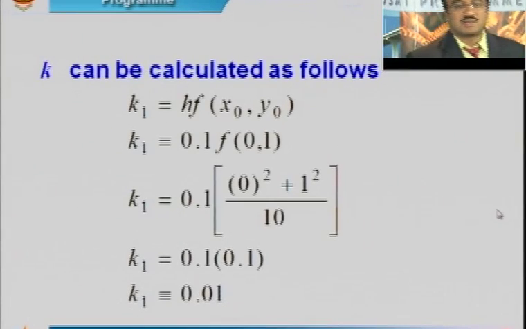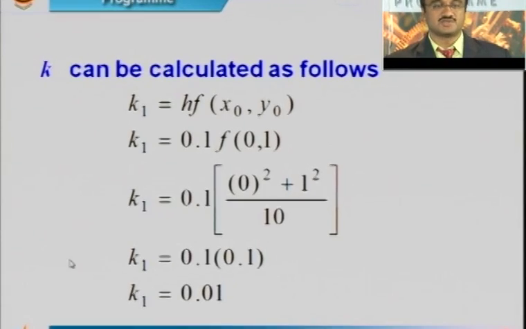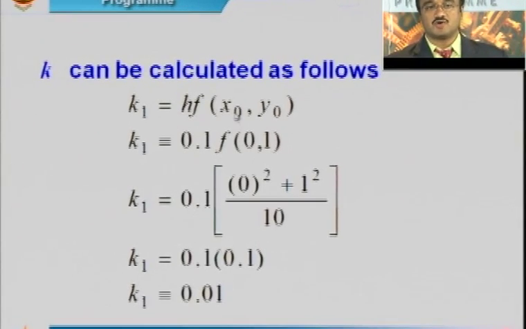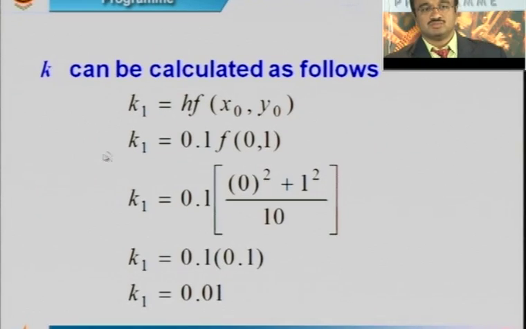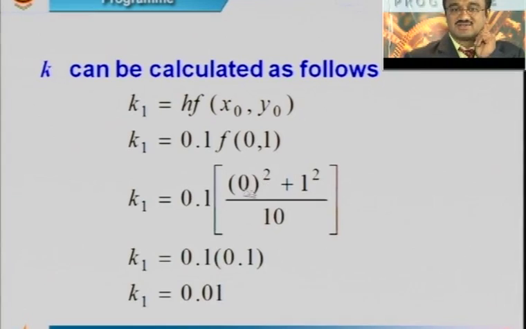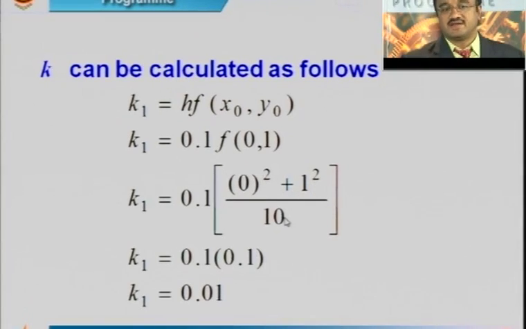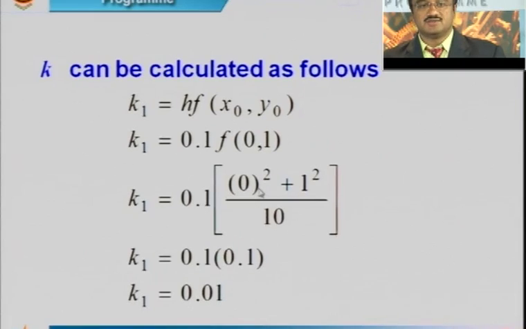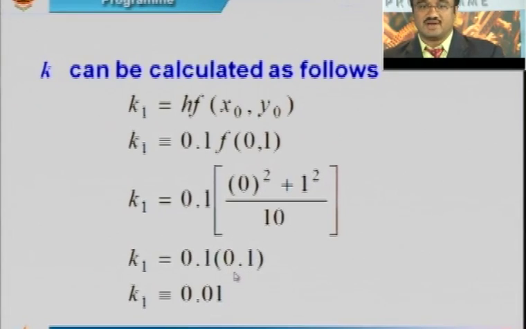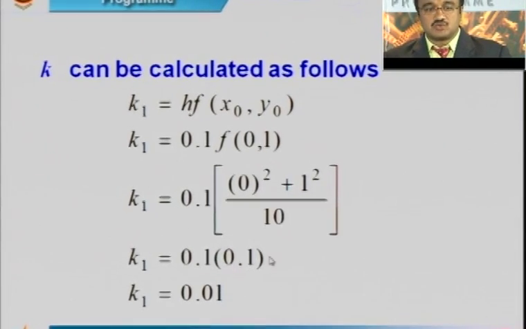So k can be calculated as follows. This is the k1 formula: h times f of x0 comma y0. Substituting, h is 0.1, x0 is 0 and y0 is 1. So k1 is 0.1 into the given function, x square plus y square by 10, that is 0 square plus 1 square by 10. Simplifying this gives 0.1. Multiplying these two, we get k1 as 0.01.